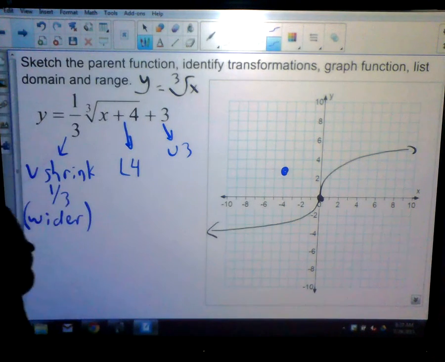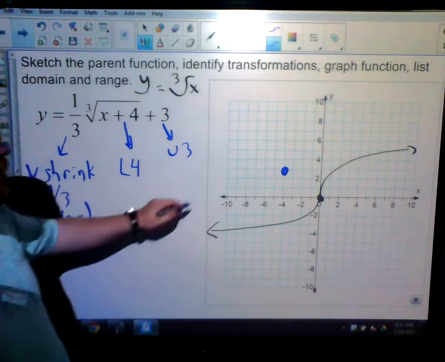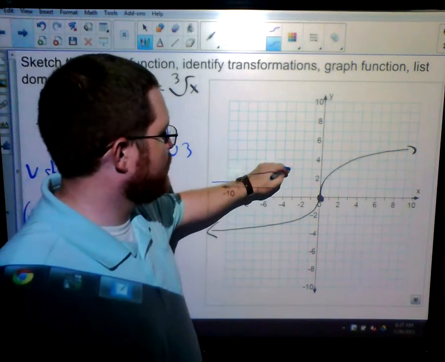Now how do I make it wider? Well, it's kind of hard to draw exactly, so I'm just going to draw it almost flatter.